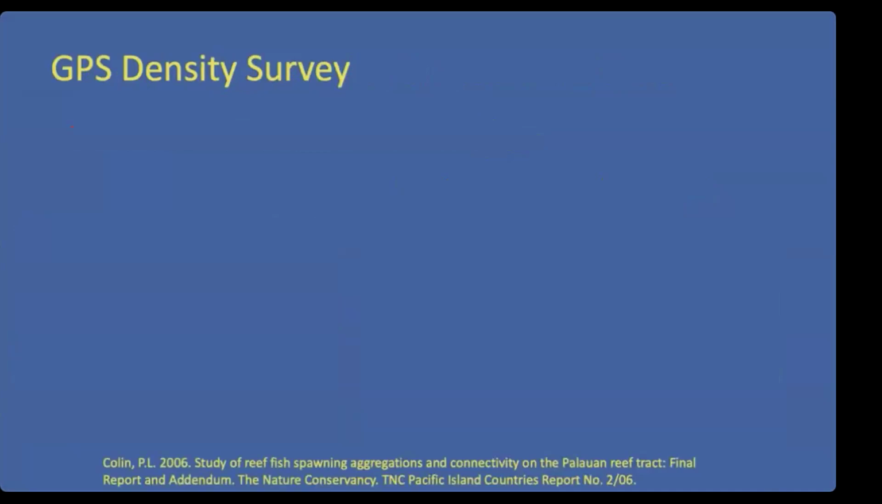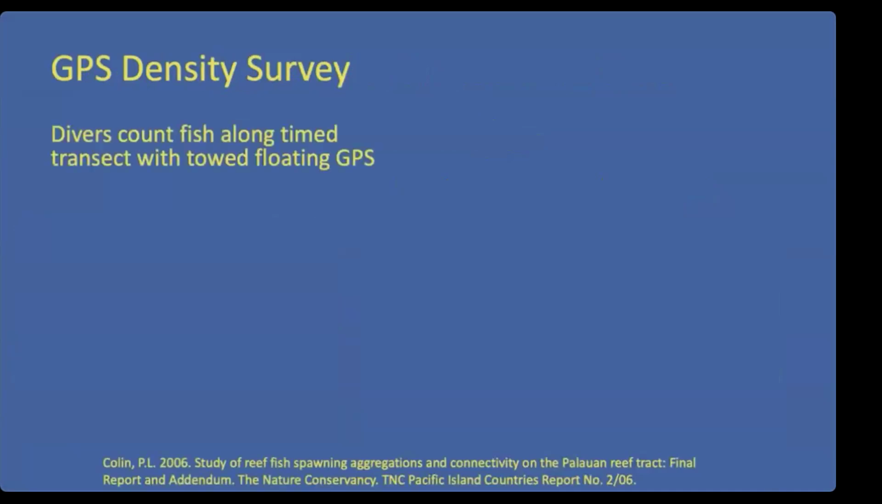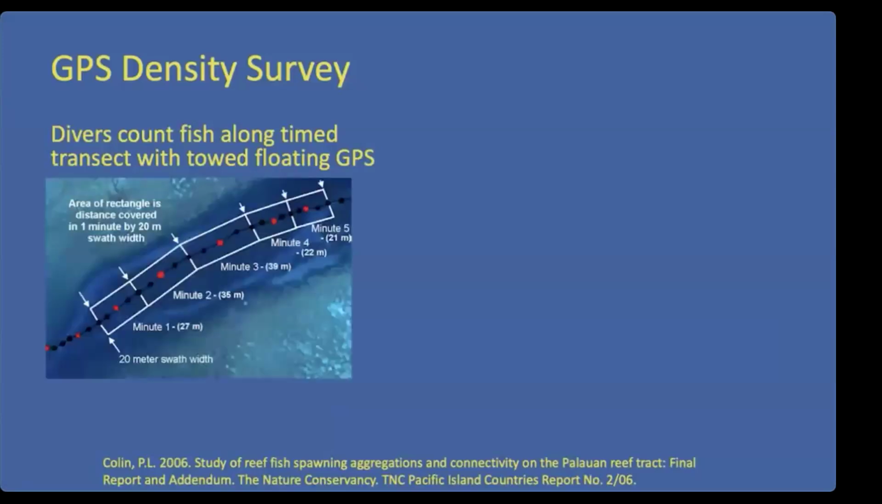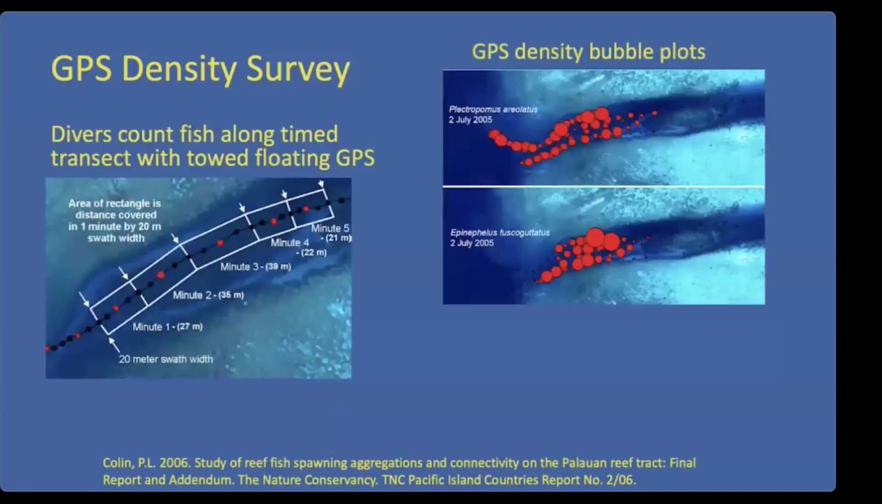Another way to map density is something called the GPS density survey that Pat Collin developed, whereby divers swim along a transect with a towed floating GPS. Count data and the time data can be integrated to show counts by space to calculate density and ultimately extrapolated to total count.